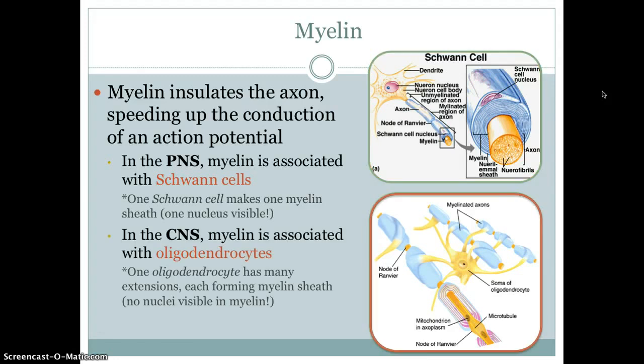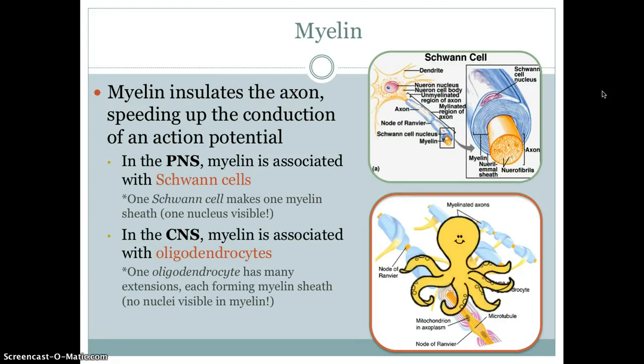On the other hand, the myelin associated with the central nervous system takes shape in the form of oligodendrocytes. Each oligodendrocyte, also containing a single nucleus, is capable of myelinating several axons. This nucleus is not visible in the myelin. Think of the oligodendrocyte as an octopus whose tentacles reach multiple axons while still being one cell.